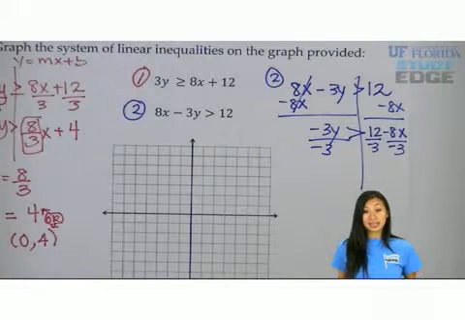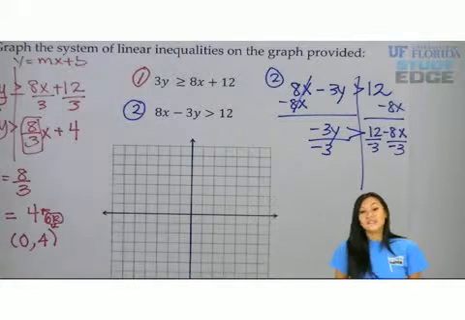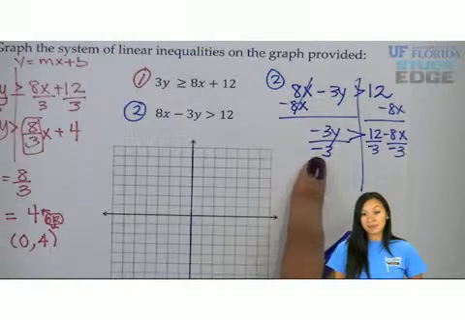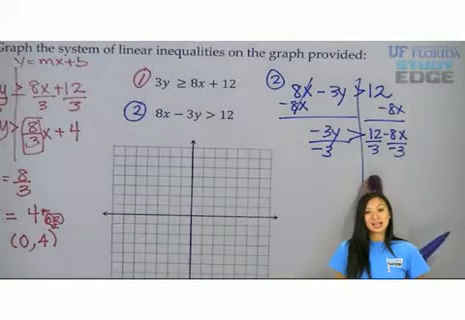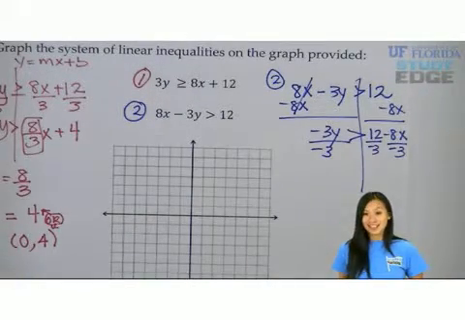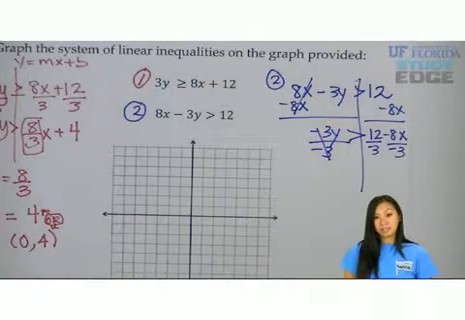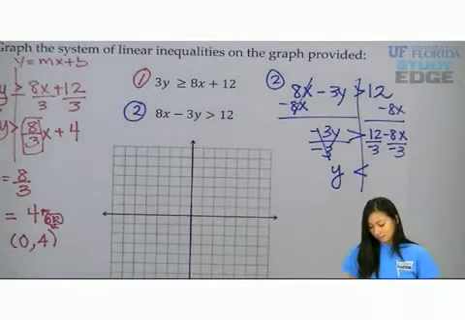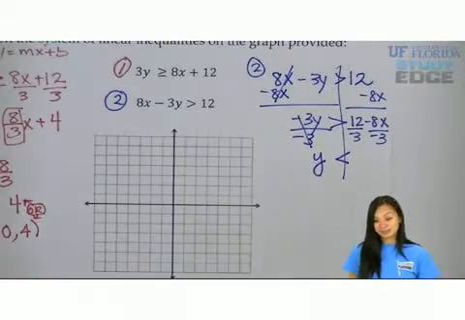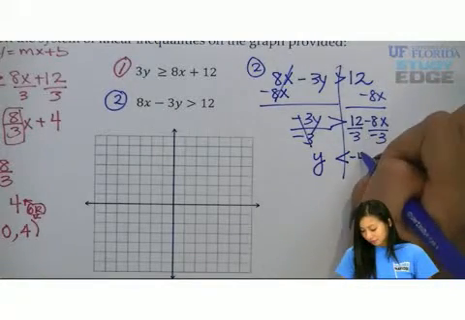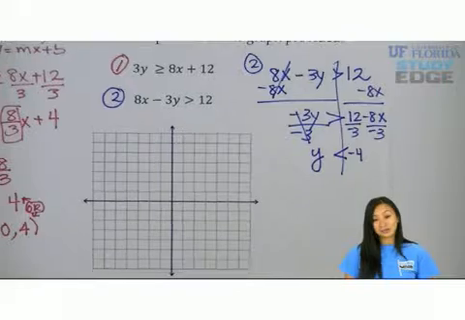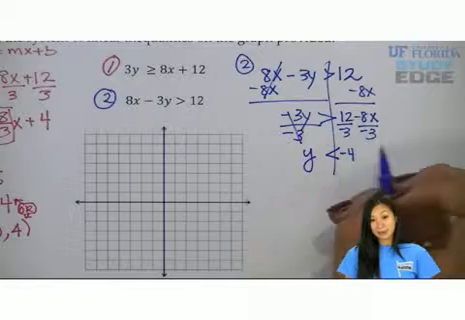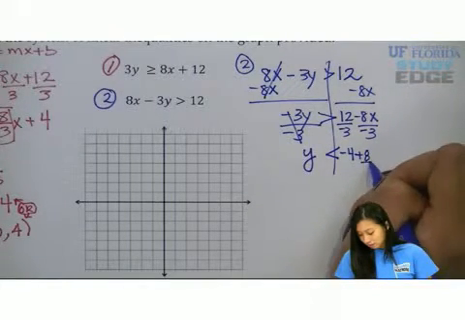Now this is a rule that kicks into place. If you ever divide by a negative on both sides of an inequality, I'm dividing by a negative on this side, and I'm dividing by a negative on this side, you have to flip the sign. So what that means is you flip the inequality sign. It used to be greater than, now it's less than. That's all that happens. 12 divided by negative 3 is negative 4. Negative 8 divided by negative 3, there's no way to simplify that fraction, but I do know that a negative divided by a negative is a positive, so at least I can change it to positive 8 over 3 x.